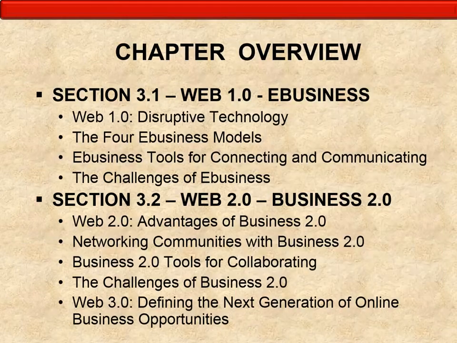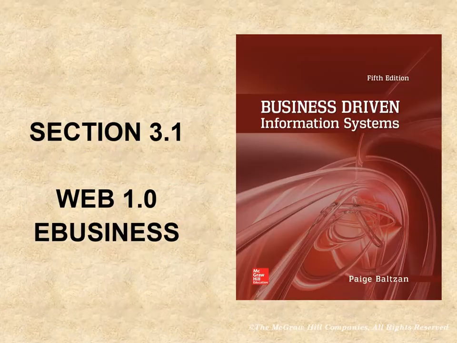Now, we say that to set the stage for what we're going to look at in this upcoming chapter. Web 1.0 e-business. We're going to talk about disruptive technology, and certainly the Polaroid camera qualifies as a disruptive technology. We're going to talk about the 4 e-business models, e-business tools for connecting and communicating, the challenges of e-business. In section 3.2, we'll talk about Web 2.0 and conclude with Web 3.0. So let's go ahead and start talking about e-business.